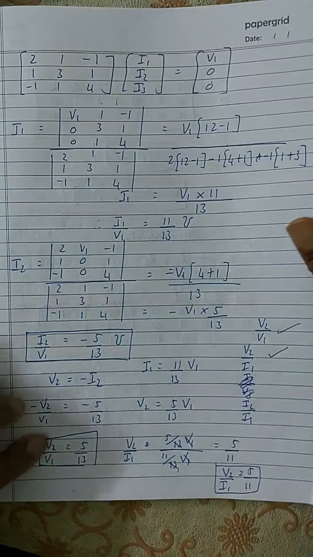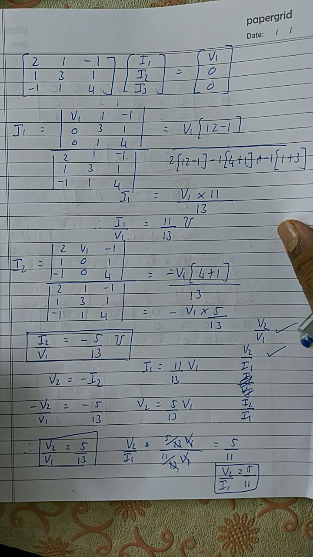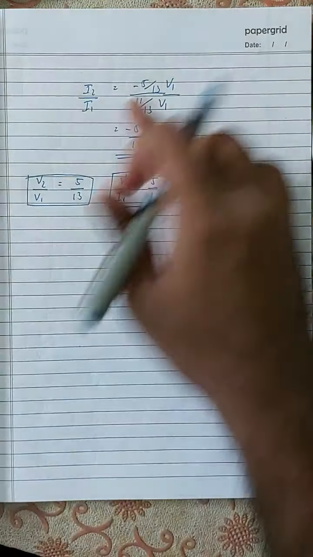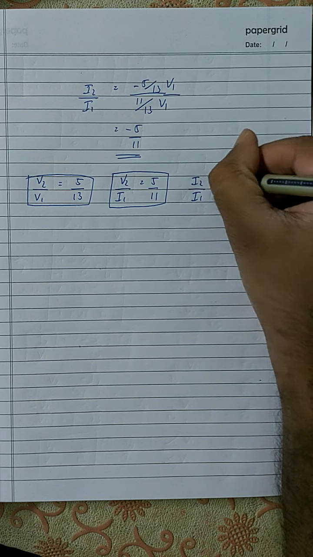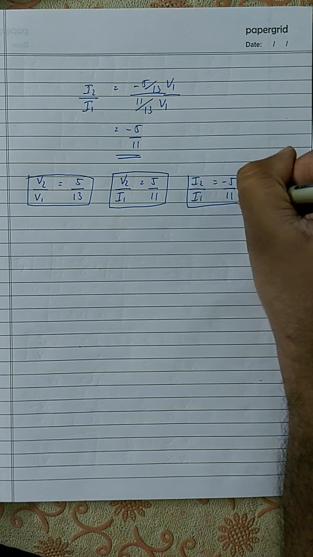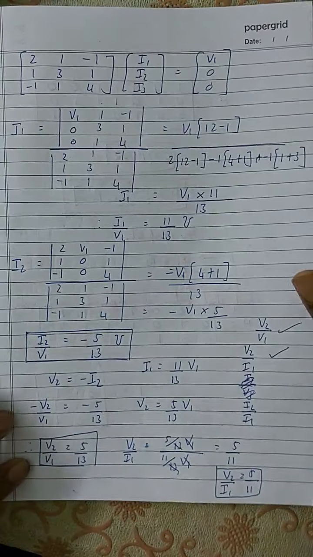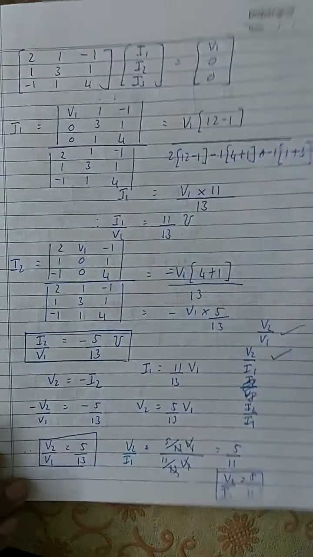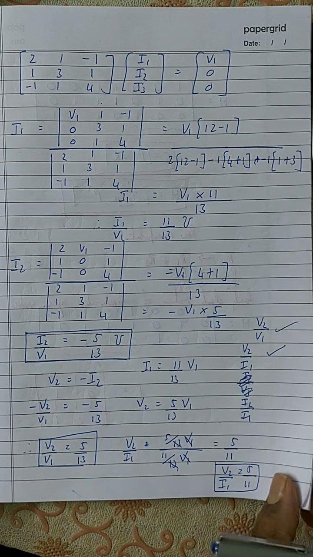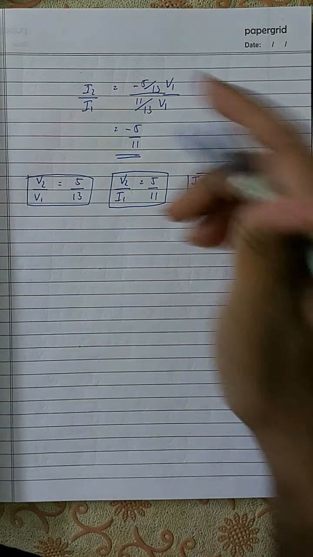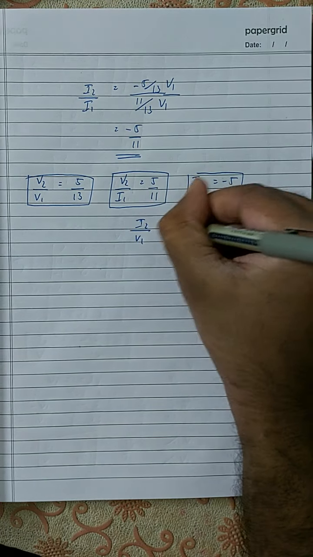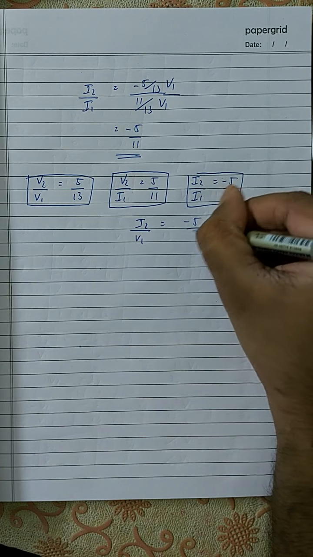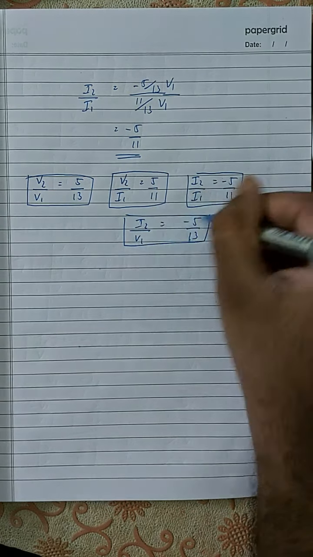Then we found out that I2 by I1 is minus 5 by 11. Then what else do we find? I2 by V1 I have written, right? I2 by V1 is equal to minus 5 by 13. So these are your answers.